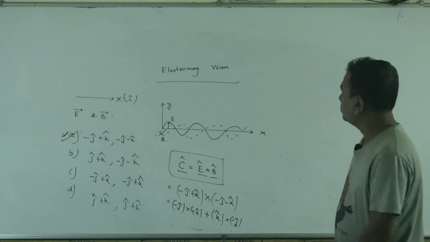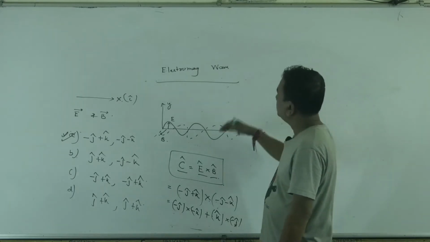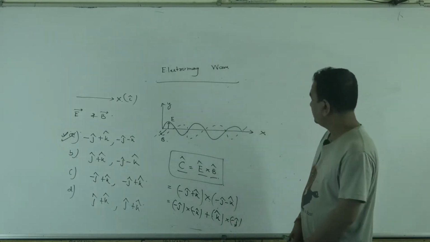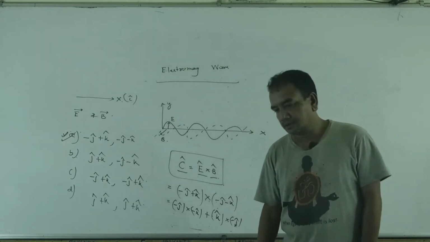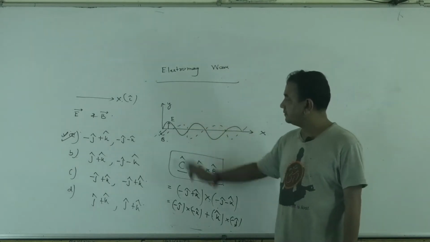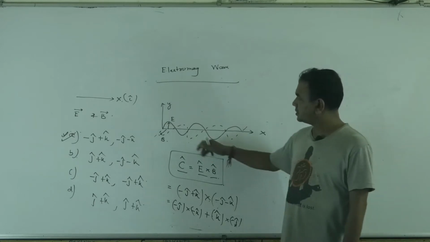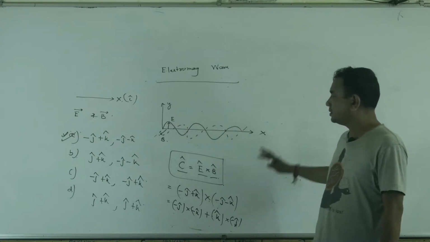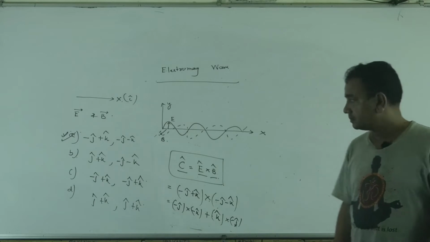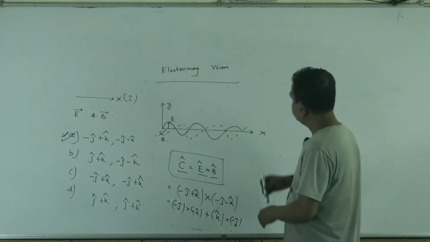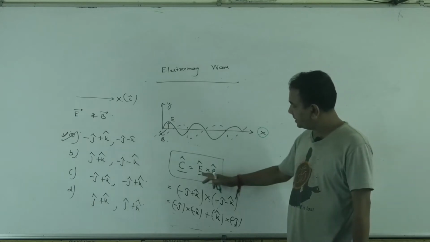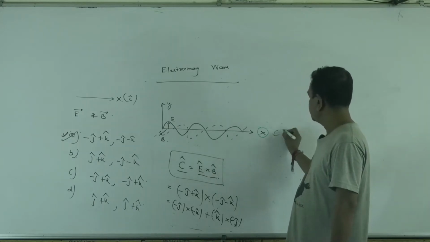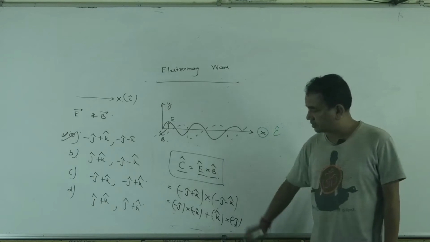क्वेश्चन पूछा है फ्रॉम इलेक्ट्रोमैग्नेटिक वेव। It is known to you that in an electromagnetic wave, if x-axis is the direction of propagation, the electric field and magnetic field are always perpendicular to each other, and also perpendicular to the direction of propagation. The direction of propagation, also called the Poynting vector, is always in the direction of E cross B. C cap is always in the direction of E cross B.